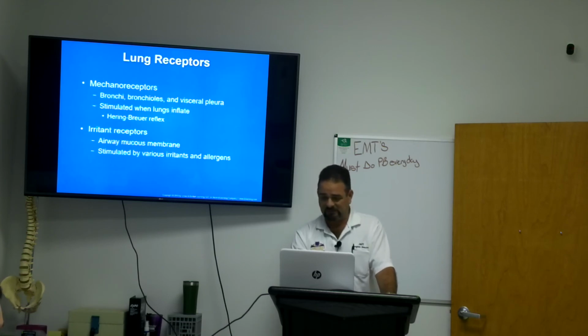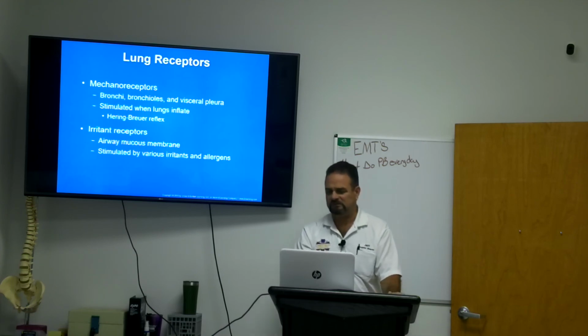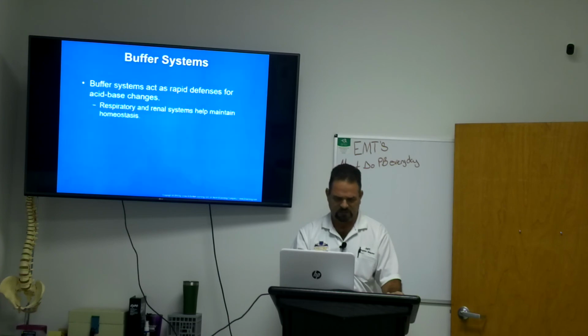Irritant receptors are located among the epithelial cells of the airway mucous membranes. They're stimulated by smoke, pollen, dust, excess mucus, chemical fumes, and cold air. They trigger protective reflexes such as coughing, bronchoconstriction, and shallow breathing.